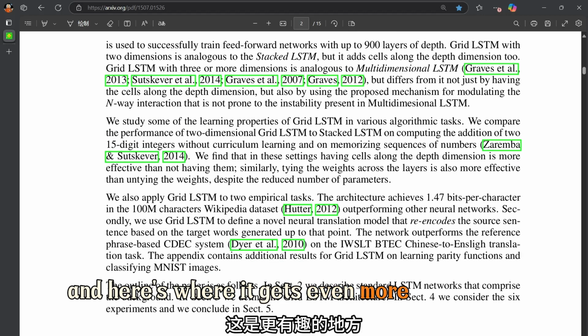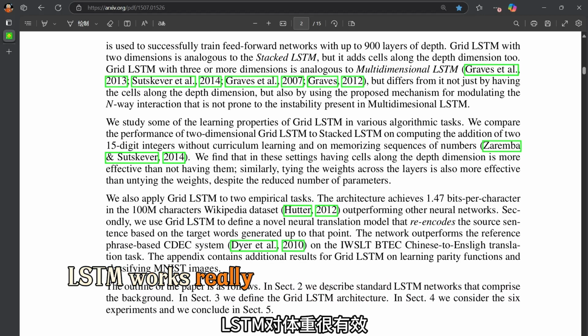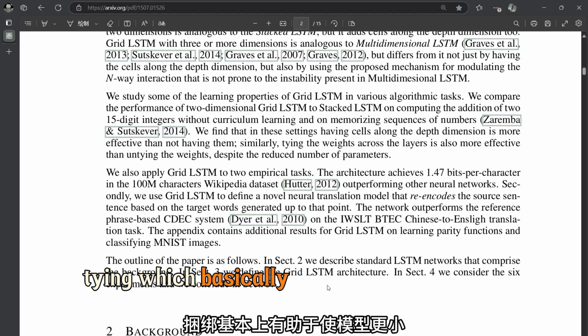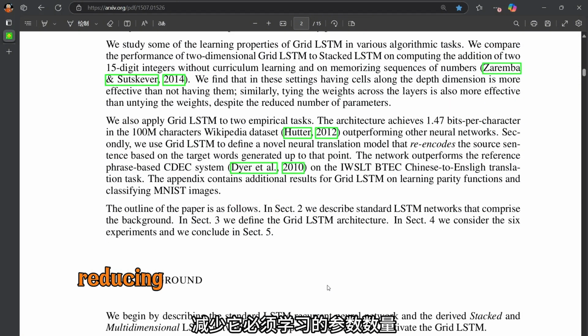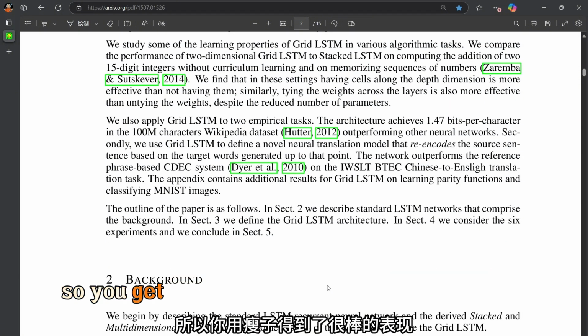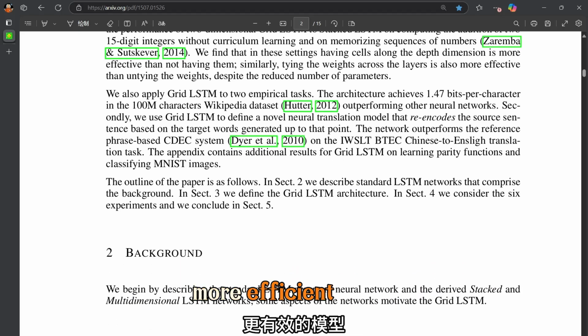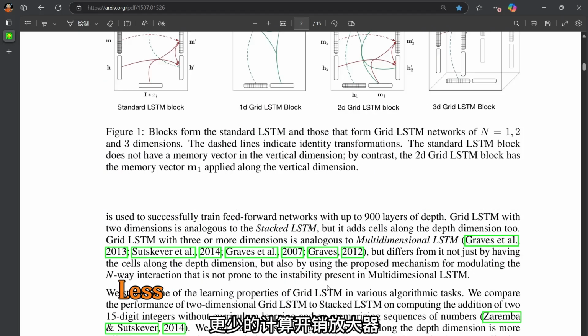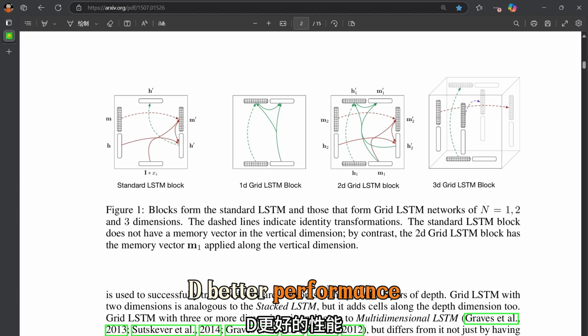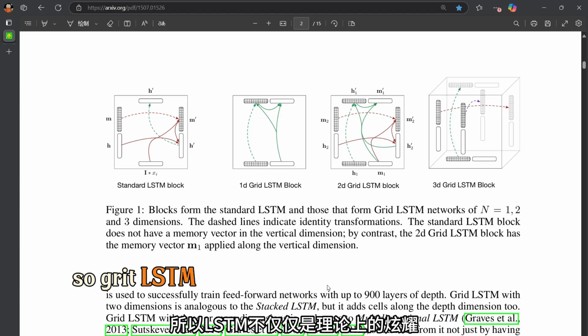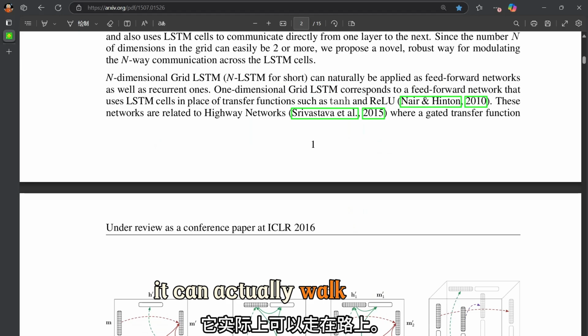And here's where it gets even more interesting. They found that grid LSTM works really well with something called weight tying, which basically helps make the model smaller, reducing the number of parameters it has to learn. So you get awesome performance with a leaner, more efficient model. That's a win-win in my book. Less computational overhead and better performance, I'll take it. So Grid LSTM isn't just some theoretical show-off. It can actually walk the walk.